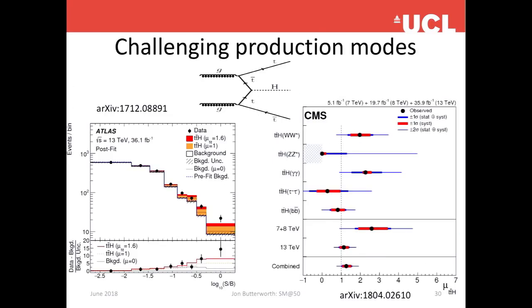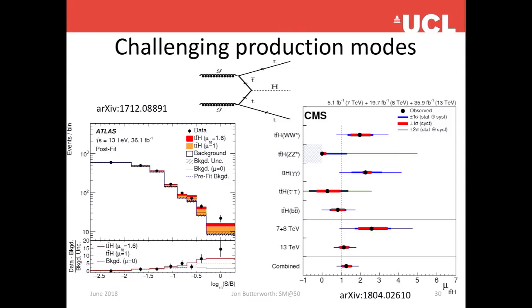There are the more challenging production modes to chase after. One of the classics is ttH, where you get direct access to the Yukawa coupling of the top to the Higgs. Top is the heaviest particle in the standard model. The Higgs is responsible for that mass, so it's an important thing to measure.